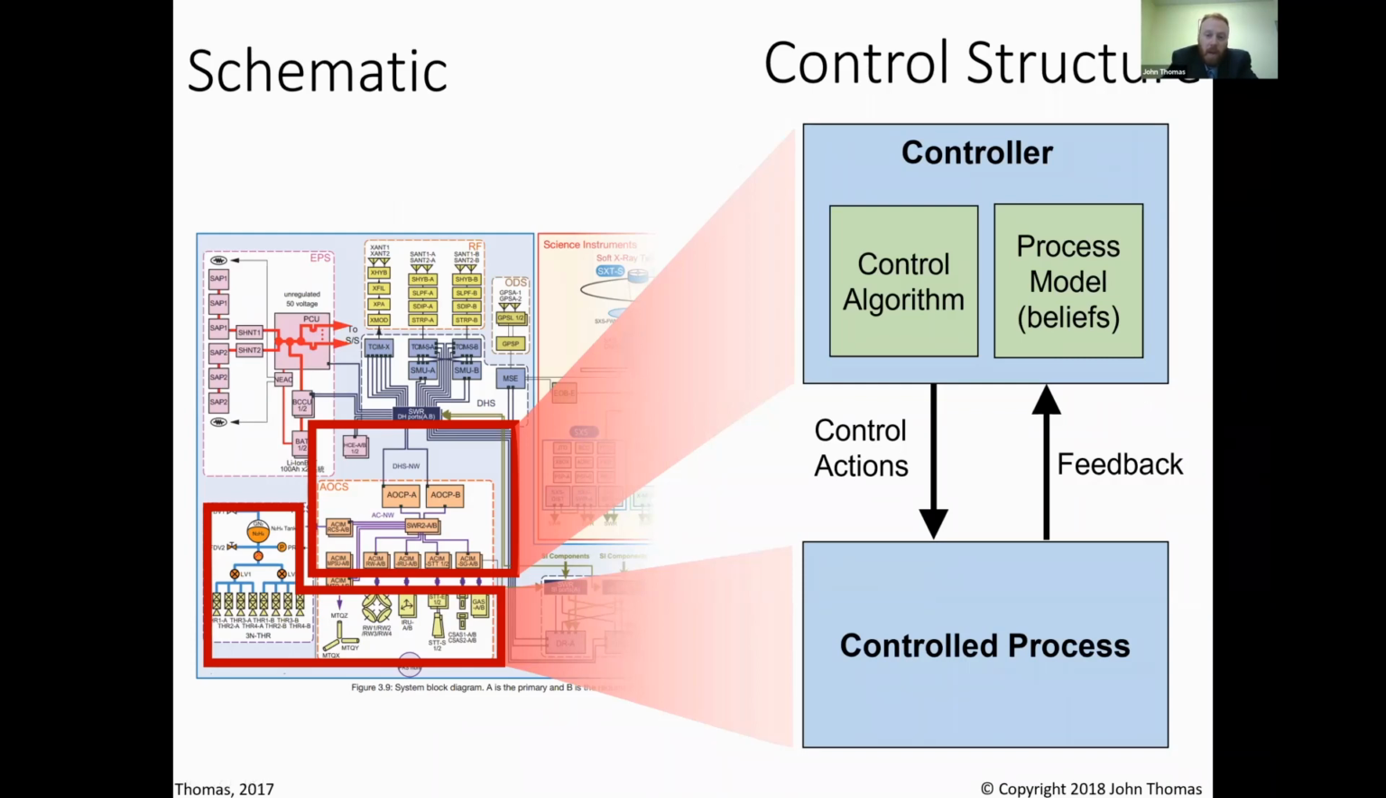And if those beliefs don't match reality, it's going to be very difficult for that controller to provide the correct control actions. A huge number of incidents are caused when this process model is out of sync. Not all of them, but a lot of them. We also have to look at a control algorithm, which at a high level basically says, okay, given these beliefs, what do we do about them? How do we decide the right control actions to try to achieve a goal?